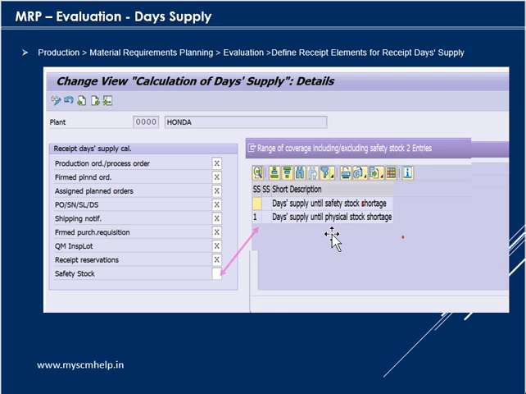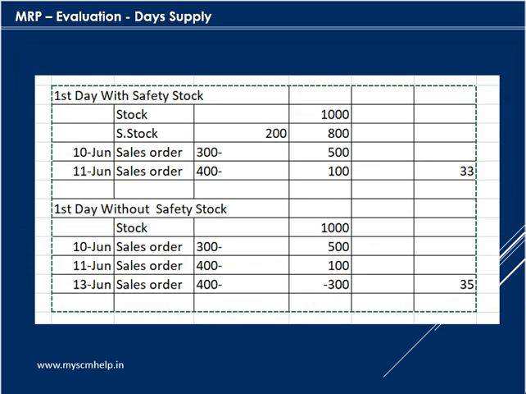I have a small working example for us to understand this one. In the first case, I am showing you with safety stock. You can consider this equivalent to our MD04 screen.